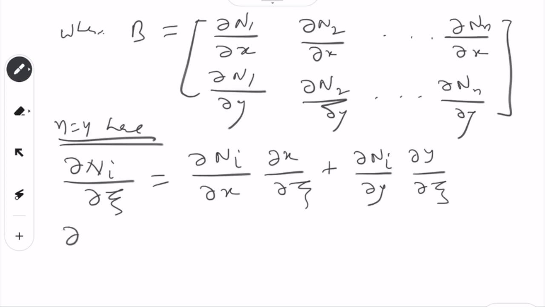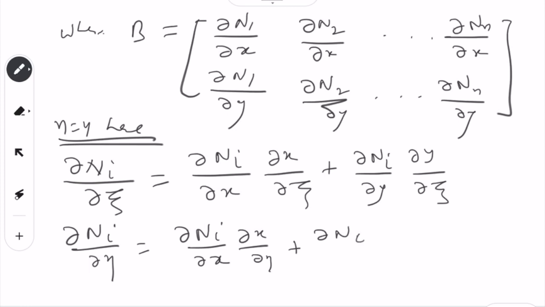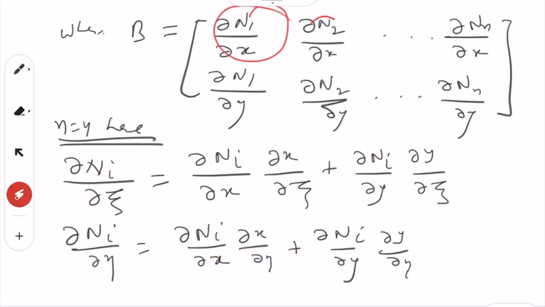Similarly, you can write ∂Ni/∂η = ∂Ni/∂x · ∂x/∂η + ∂Ni/∂y · ∂y/∂η. Why have we done it like this? So that we can get these values. We are writing it this way because we will get something known. That's why we wrote it like this.